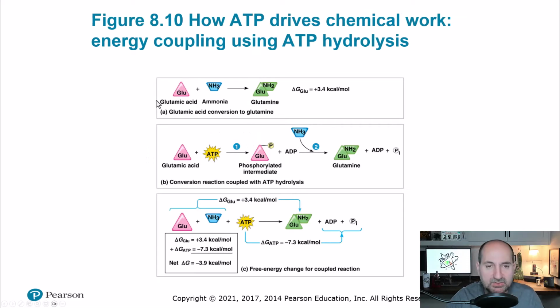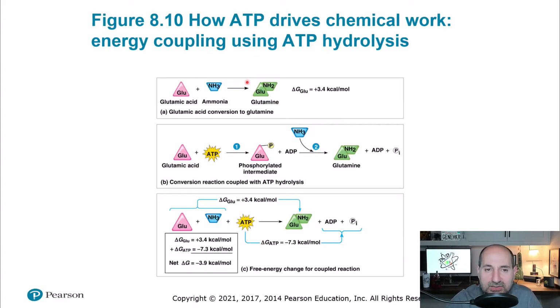Okay, here, look at this example from your book. The cell wants to produce this amino acid named glutamine. It's one of the 20 naturally occurring amino acids. The way the cell produces glutamine is by combining glutamic acid and ammonia. By joining the two together, the cell is able to make glutamine, which is an amino acid it needs in order to make proteins. This is just one example of an endergonic process that the book selected out of thousands and thousands of examples that it could have selected.